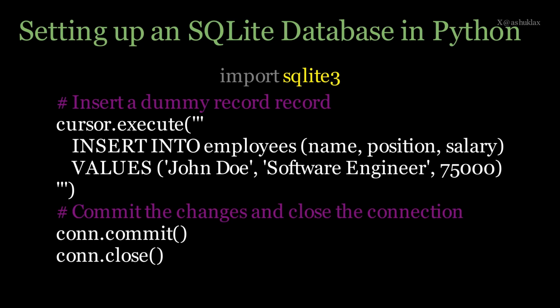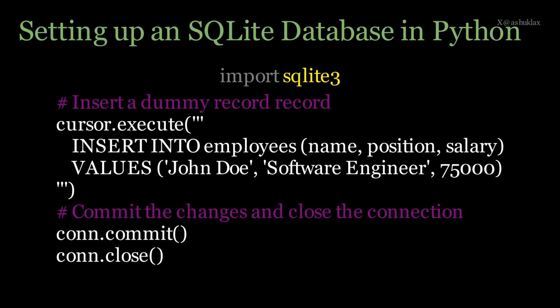Now there are three columns we are going to insert the data into. The three columns are name, position, and salary, and the values are John Doe, software engineer, and 75K. The values keyword specifies the values which need to be inserted: John Doe, software engineer, and then 75K. These are the values which will be inserted. And then finally we do con.commit.